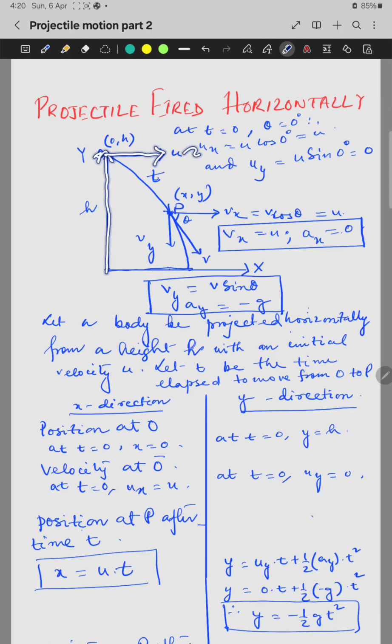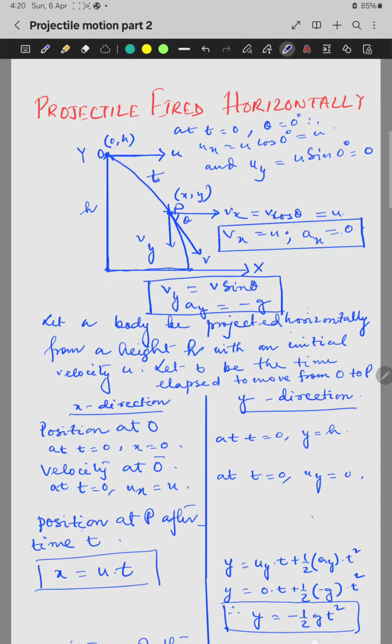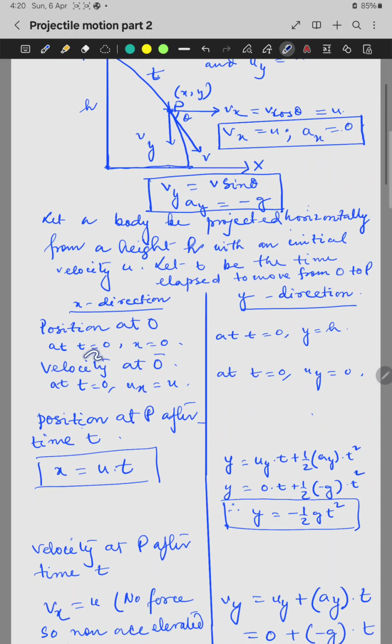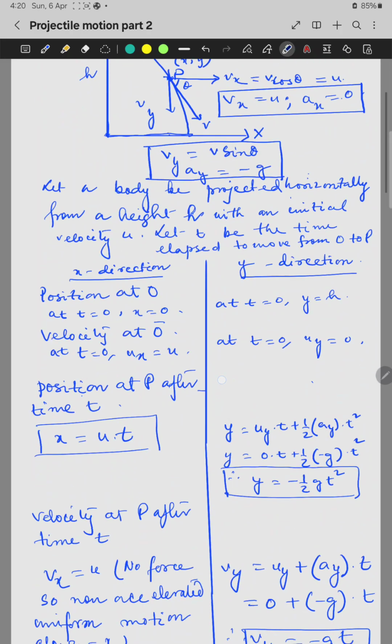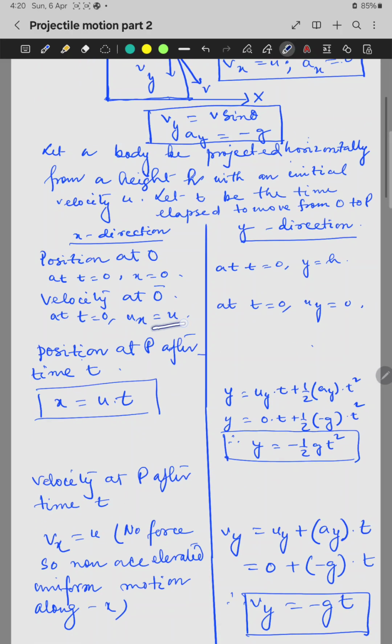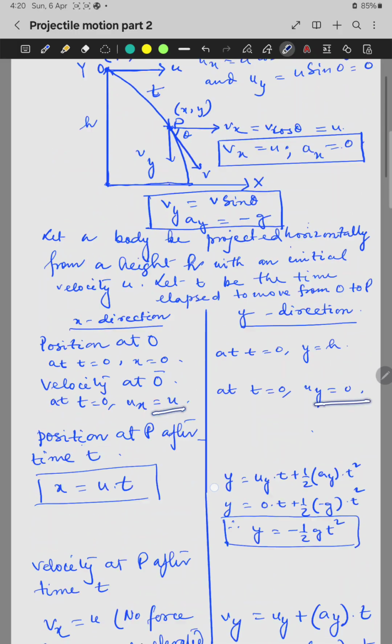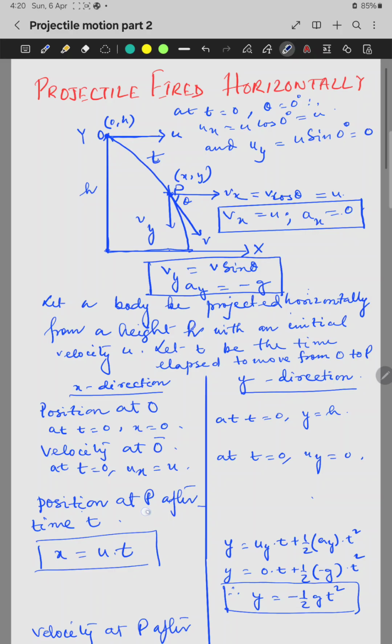Okay, so let us suppose that the body was thrown from the height h, having the initial horizontal velocity u, and after time t the body has come from the point O to the point P. Now as I told you, at time t equals 0, x is 0 and y will be h because it is placed at a height h, and the velocity is only along the x direction, no velocity along the y direction.